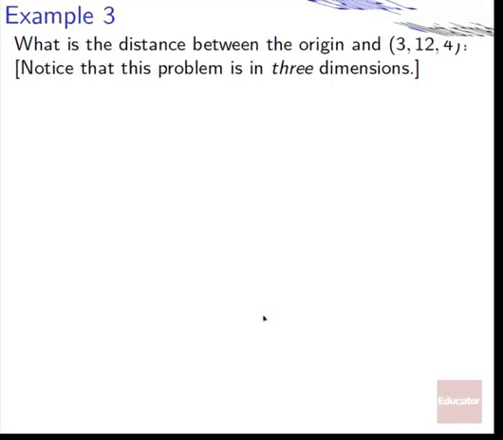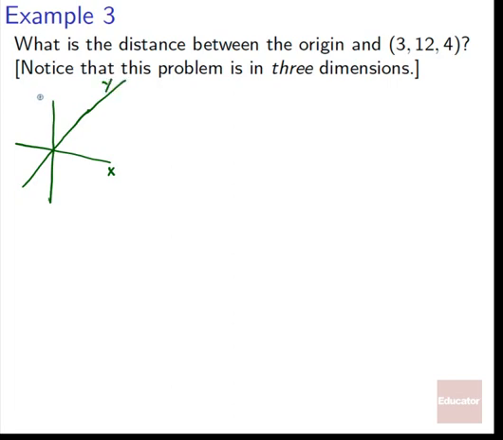All right, next one. What would be the distance between the origin and (3, 12, 4)? So we talked about stuff in 2 dimensions before. What if we have to deal with 3 dimensions, though? This problem is going to happen in 3 dimensions. So we talked briefly about 3-dimensional stuff before, where we've got 3 different axes, right? They're each perpendicular. So here's our x-axis, here's our y-axis, here's our z-axis. So here it goes x, y, z, like this.